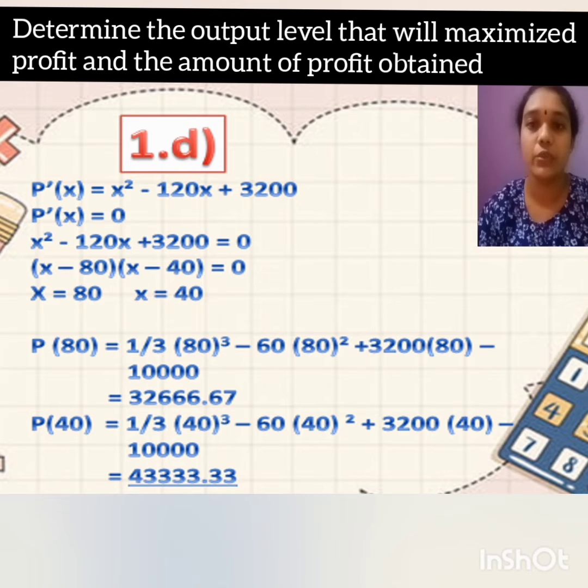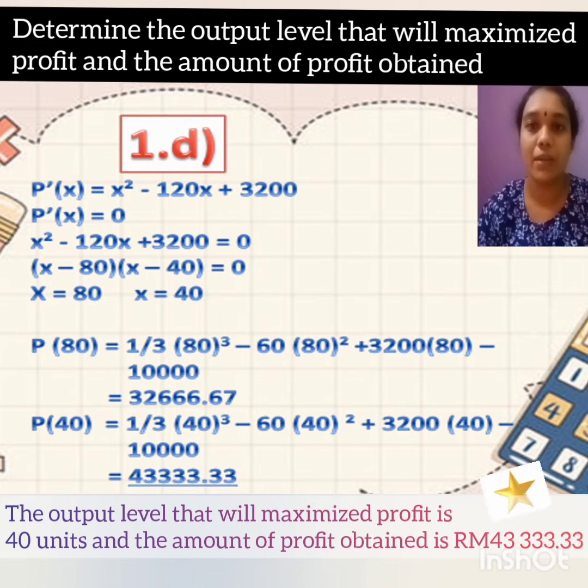When we substitute 80 and 40 into the profit function, we get 32,666.67 and 43,333.33. We can conclude that the output level that will maximize profit is 40 units, and the amount of profit obtained is RM43,333.33.